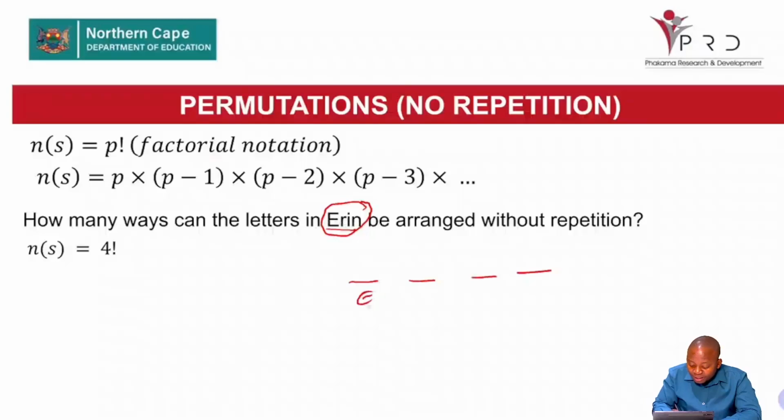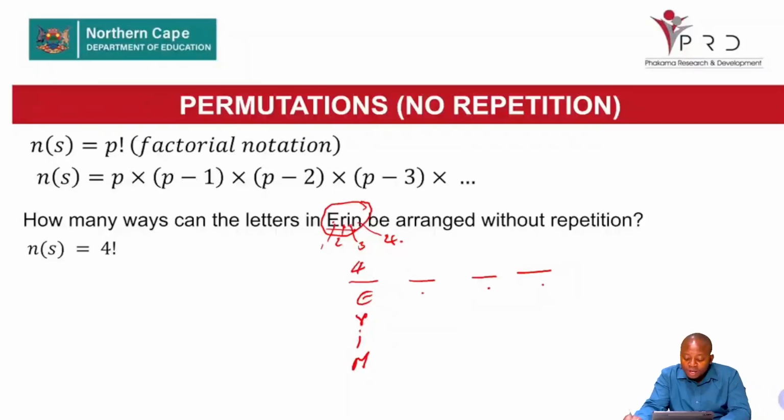We have E, R, I, and N. So it's 1, 2, 3, 4. So you have 4 options there. For the first choice, we have a ring as it is. It's E, I, R, N. So that means for the first one, we can use any of the letters.